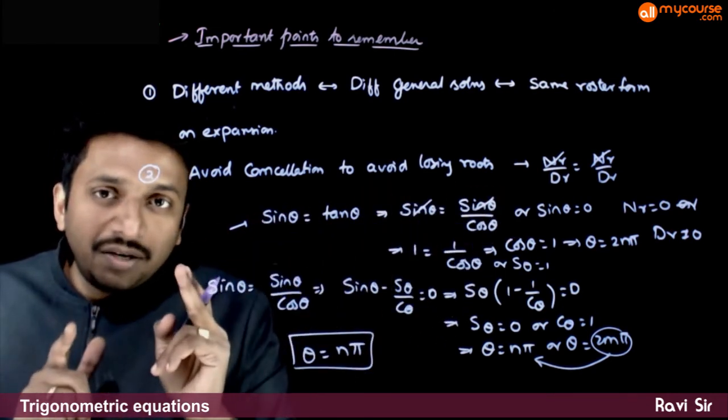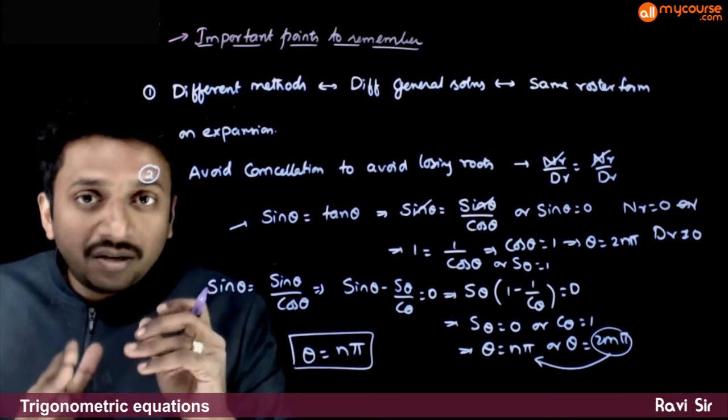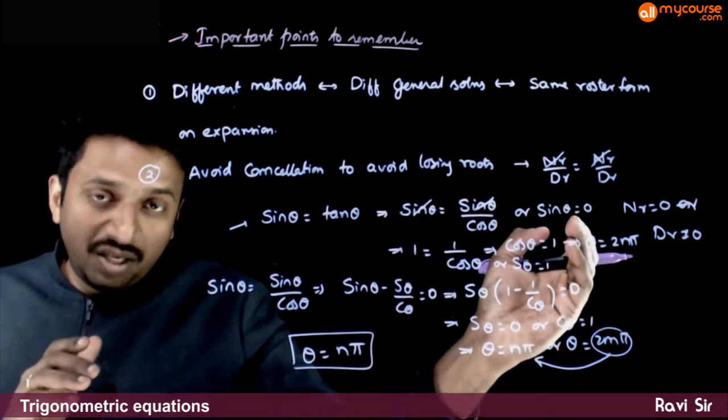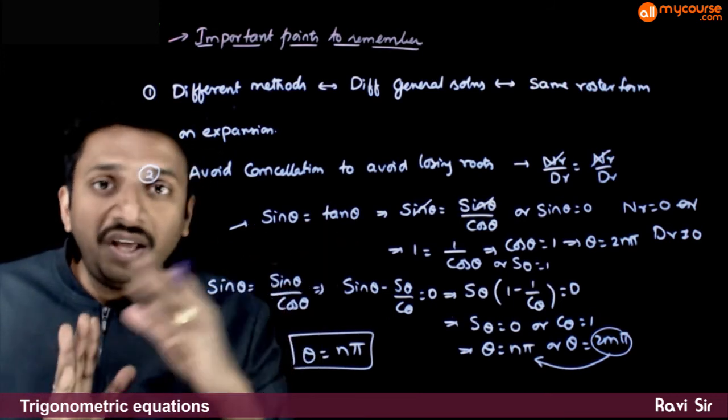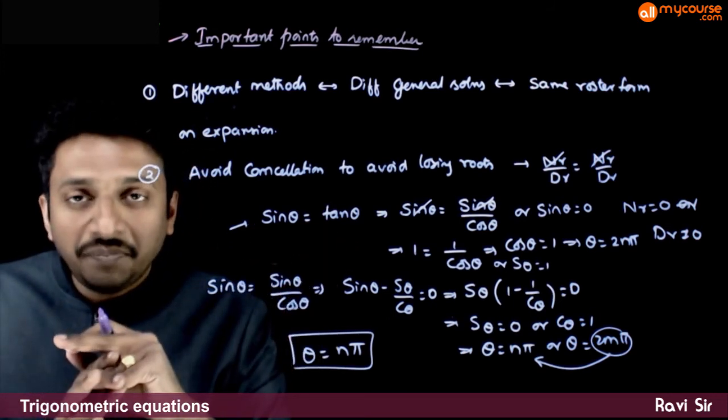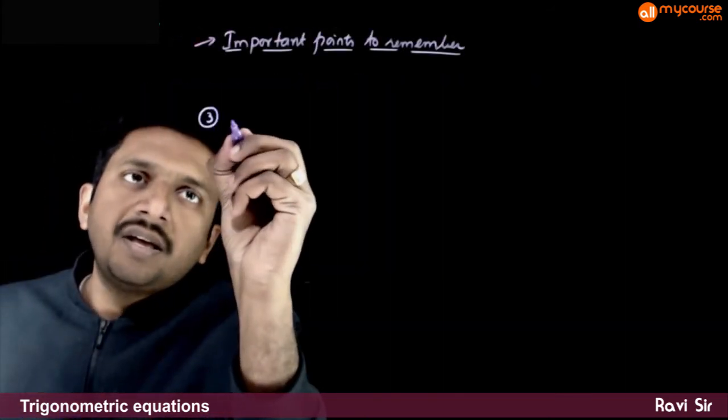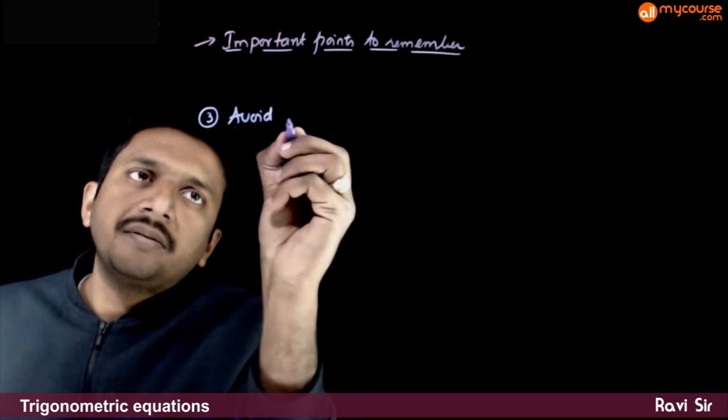So the thing that you need to understand is if you cancel out the numerator, write numerator is equal to 0. And if you cancel the denominator, you have to write the denominator should not be equal to 0. Okay, so now let's go to the third point. The third point is avoid squaring.